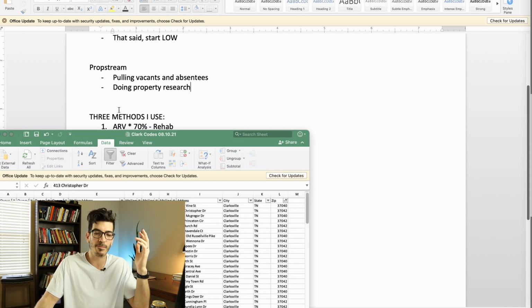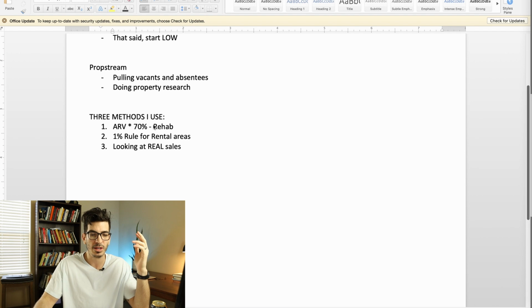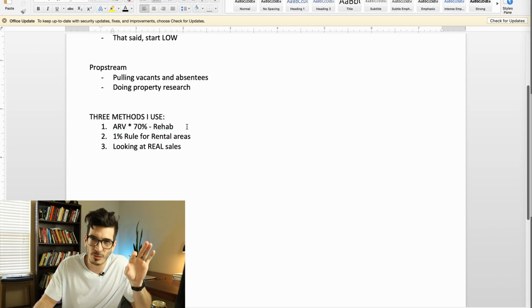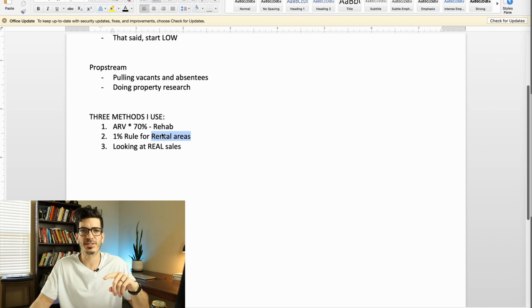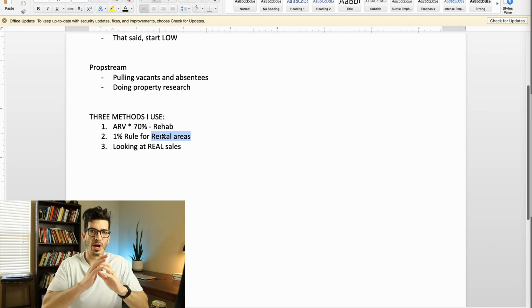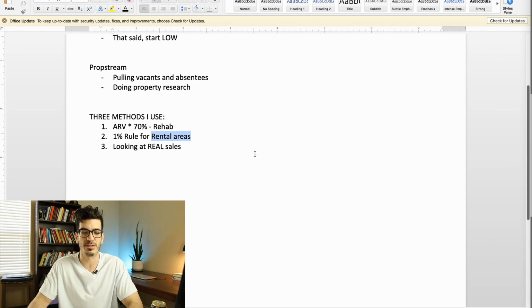There are three methods to comp that we just talked about. There's ARV times 70% minus rehab, which I'm assuming you know how to do, so I'm not going to go over that one. Then you've got the 1% rule. Basically, you take the rent and you can either divide it by 0.01, which is 1%, or multiply it by 100 to get to the same thing.